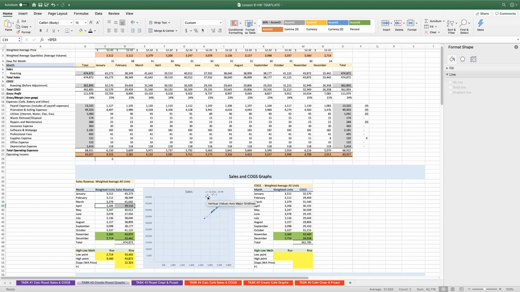So what that's telling you is the slope is 12.32. Remember, that's your average price. That makes sense. Every time you sell 1 unit, you get $12.32 in your pocket. And that's one weighted average unit for this business. One weighted average unit. Okay.